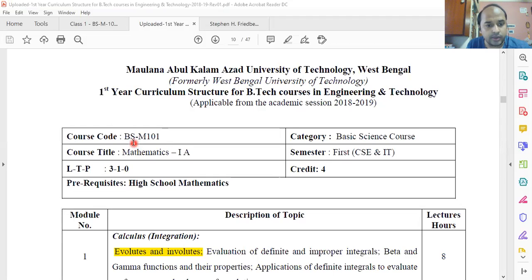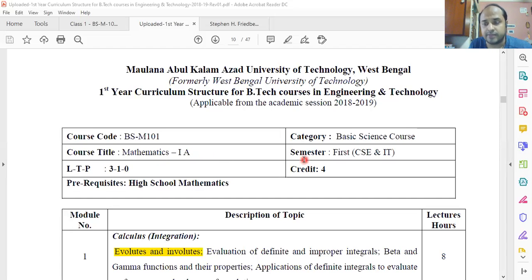Your subject code is BSM 101. BS stands for Basic Science, M stands for Mathematics, and this is the serial number of the subject. So in BSM 101, 1 stands for the first semester, and 01 is the serial number. So this is your subject code. You have to keep it in mind. And therefore, it is written here Basic Science course. Its course title is Mathematics IA.